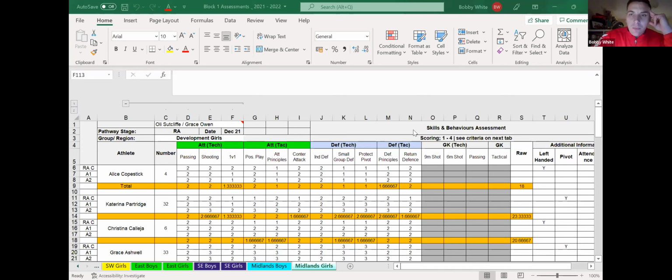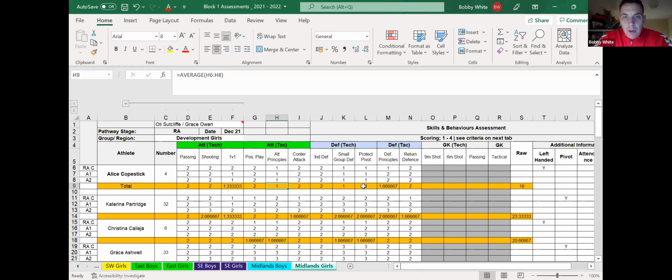So you can see the player assessment score, or an example of the player assessment, up in front of us, guys. It should be pretty easy to work out that if we look at Alice Copestick, for example, her lowest scores are where she scored ones. And according to the email that I sent, the priority would therefore be the individual components of that.